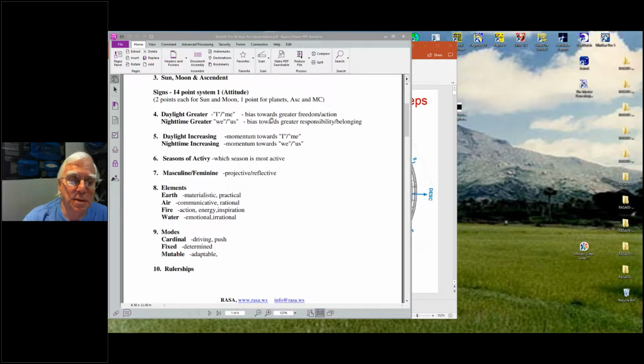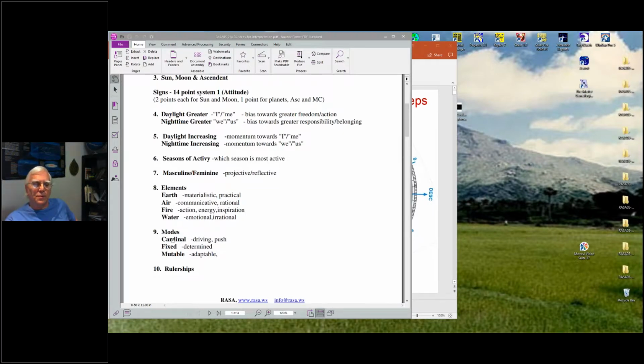Then we see how many points in the seasons, how many masculine signs, how many feminine signs, whether we project more or reflect more. Then we do this in an order different than I would do it. So here they put the elements. I tend to do the modes first. Now, it's changed over the years, but really you can do it here with the elements.